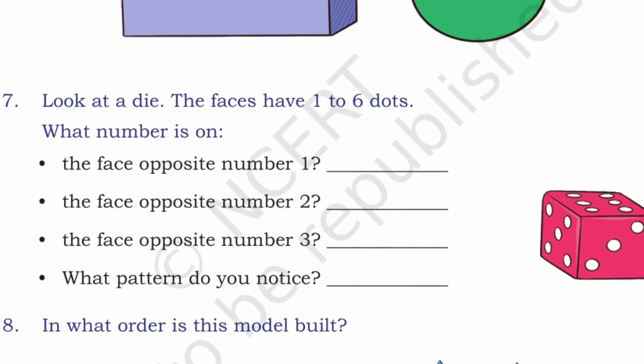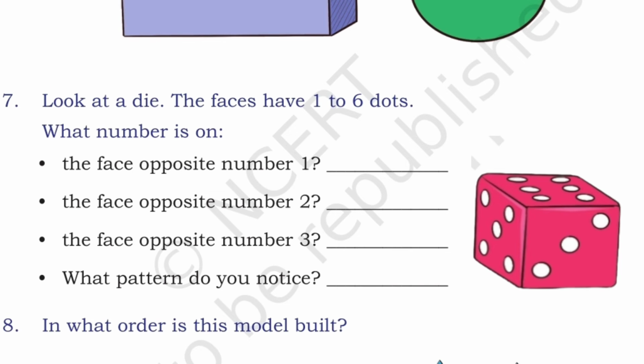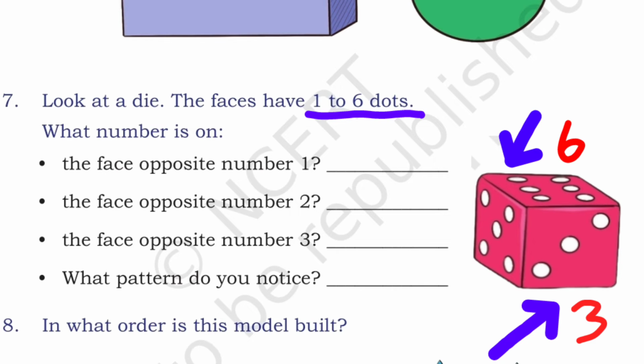Okay. Next one, look at a die. The faces have 1 to 6 dots. What number is on each face? See this die, we have the dots over there to indicate the number. So we have 3 dots here, which means number 3. On the top there are 6 dots, which means number 6.